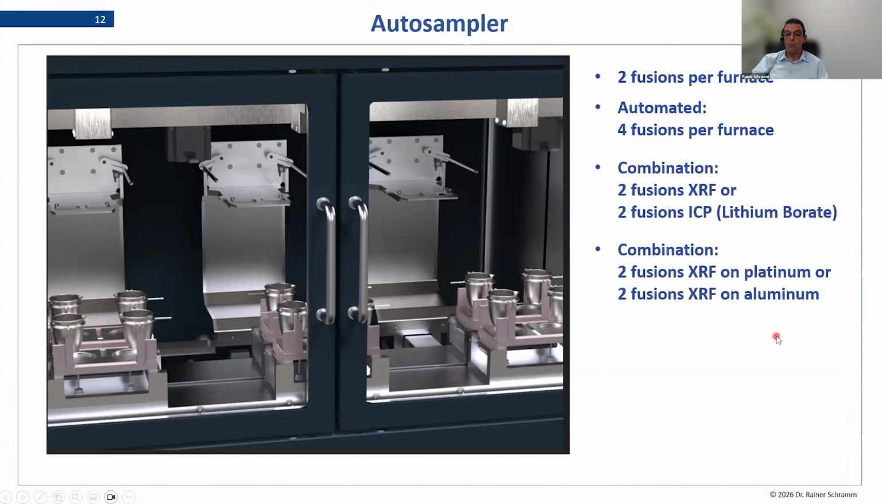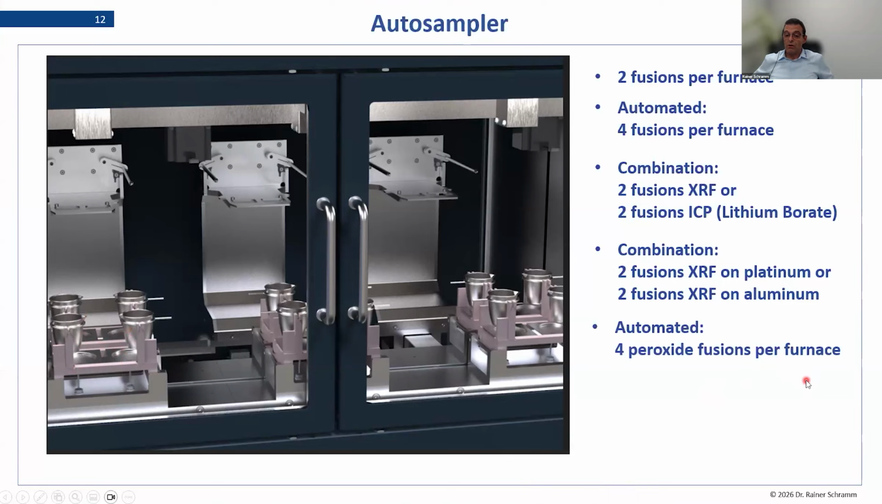You can also combine aluminum molds, which are used in a lot of industry for sulfide ores, together with platinum. That means here you could install 2 heating blades with aluminum molds, and in the back you can have the platinum molds. So again, you can do both at the same time.